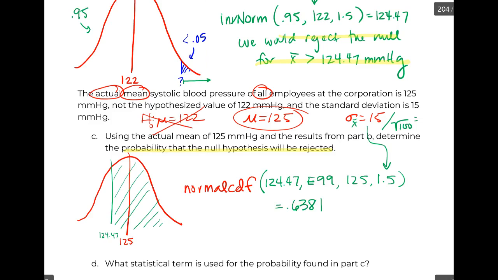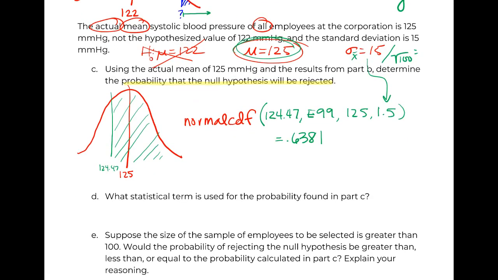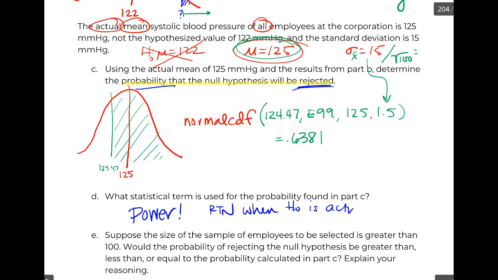So just a quick little aside. We just figured out that there's a 64% chance that we reject the null, when it turns out we should actually be rejecting the null, right? Because the value was not 120. So what is the term for that? What did we just find? We just found the power, right? There was a probability of rejecting the null when H naught was actually false, right? It needed to be rejected. We knew it was 125 and not 120. So that's exactly what power is.